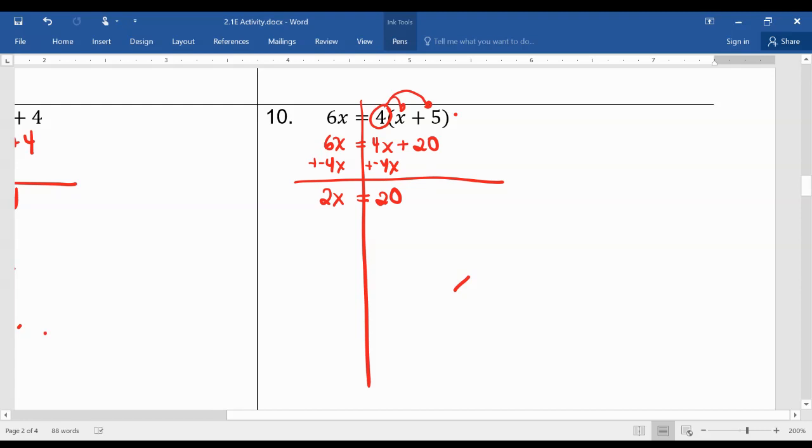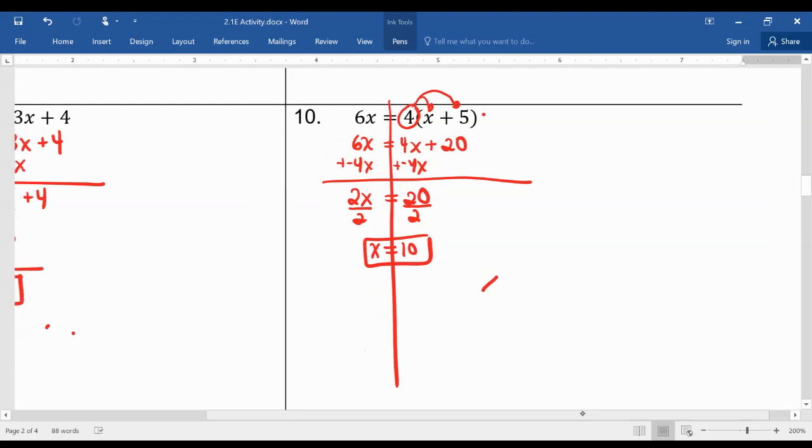And man, I'm actually almost done. Last step is divide both sides by 2, and I get x equals 10. So that's why this step is so important. I always want to move my variables early on, and move the variables that there are less of to this side where there's more.